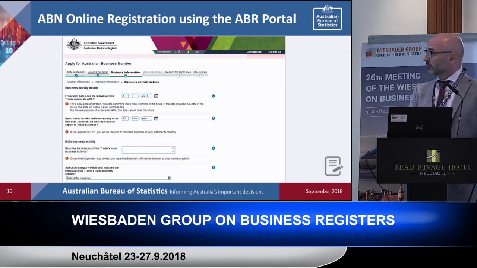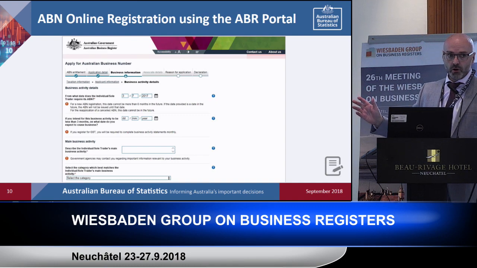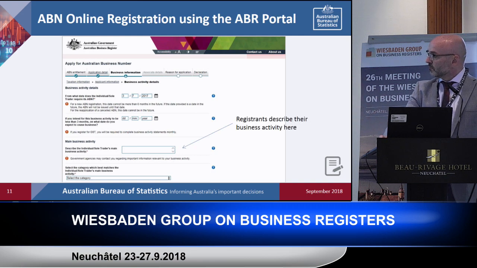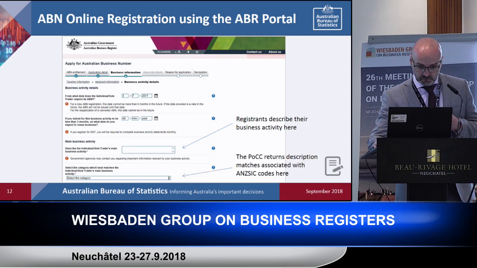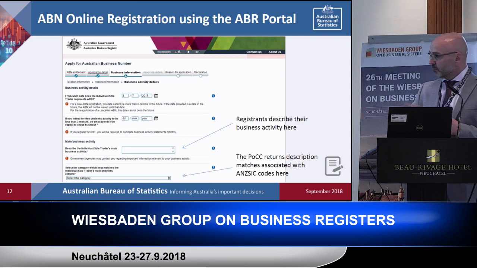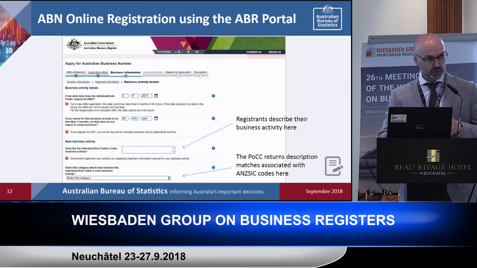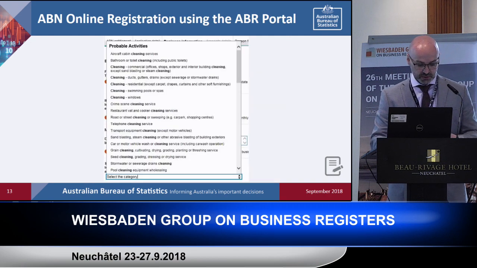So on screen is a screenshot of the Australian Business Register online portal, and we'll focus on the last two fields. The field highlighted here is an open text field. So this is where the applicant will describe their intended business activity, and they can use a number of words to describe that. The next field at the bottom there is just where the drop-down list appears once they've put in that description, and I'll give you an example here.